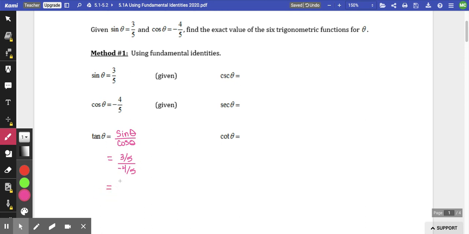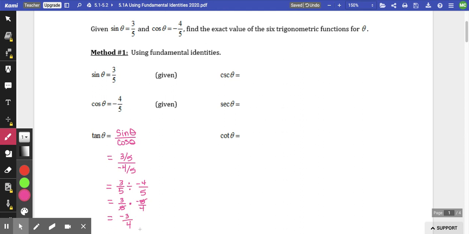A compound fraction, remember, is just a division problem. So it's the numerator divided by the denominator. And when you're dividing fractions, you change it to multiplication and flip the second one. So we take the reciprocal of that one. And multiplying the two fractions together like this would be very simple. The 5s will cancel out. And so that leaves a 3 times the negative 1 on top, so negative 3. And on the bottom, 1 times 4 is just 4. So this first one, tangent of theta, is going to be negative 3/4.